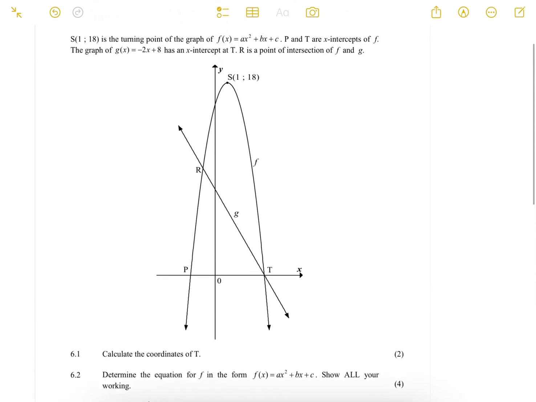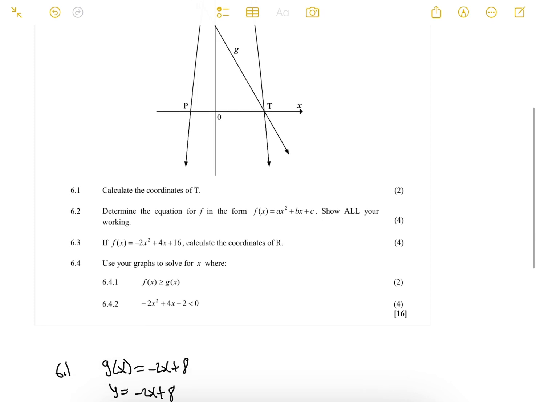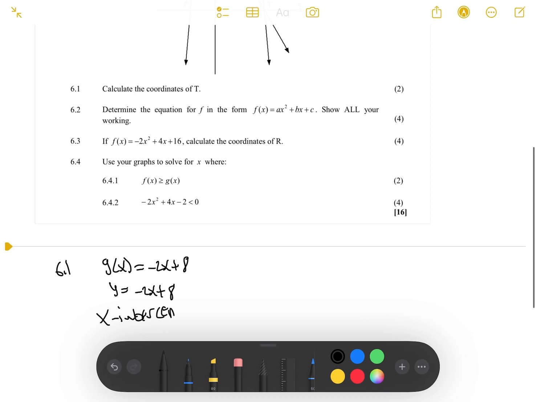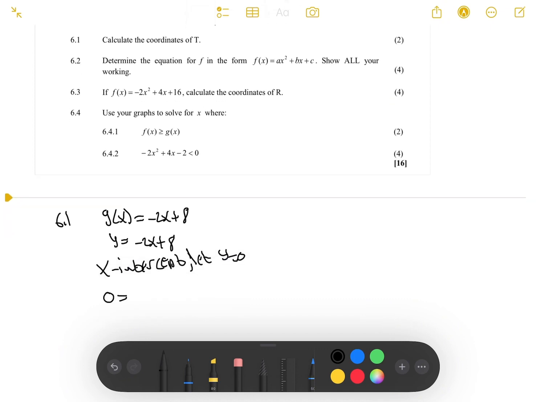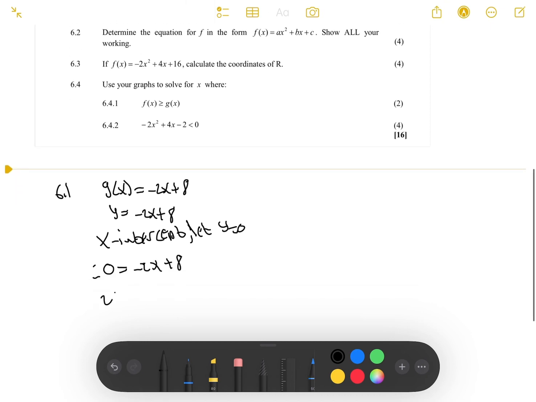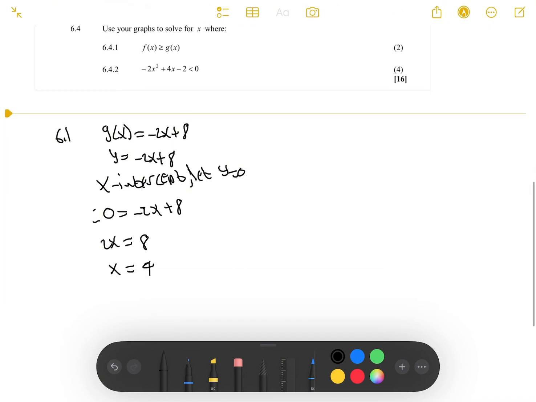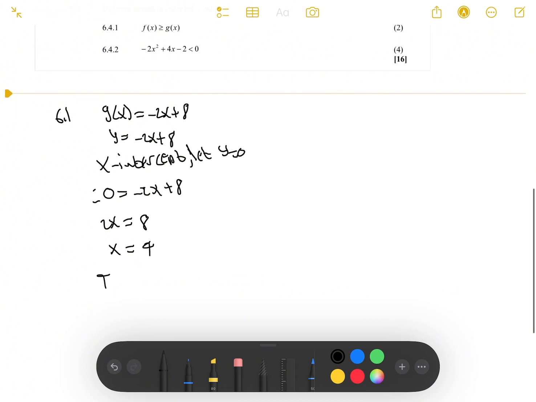But then we know from the statement that T is basically the x-intercept of the graph of g, right? So for the x-intercept, we know that we have to let y equal 0, since y is 0 at the x-intercept. So therefore 0 equals negative 2x plus 8, of which we get 2x equals 8. Divide both sides by 2, and we get x equals 4. But then they actually ask for the coordinates of T. So T's coordinates will be (4, 0), right?